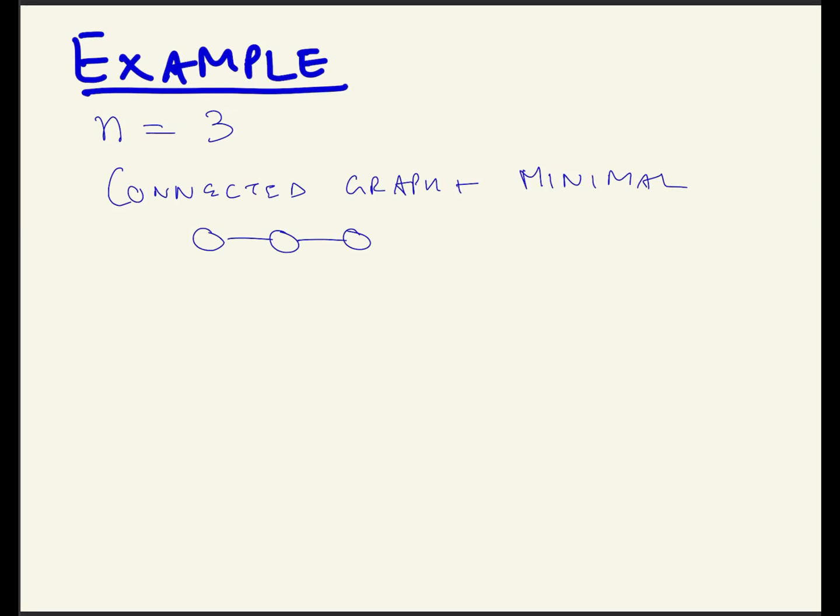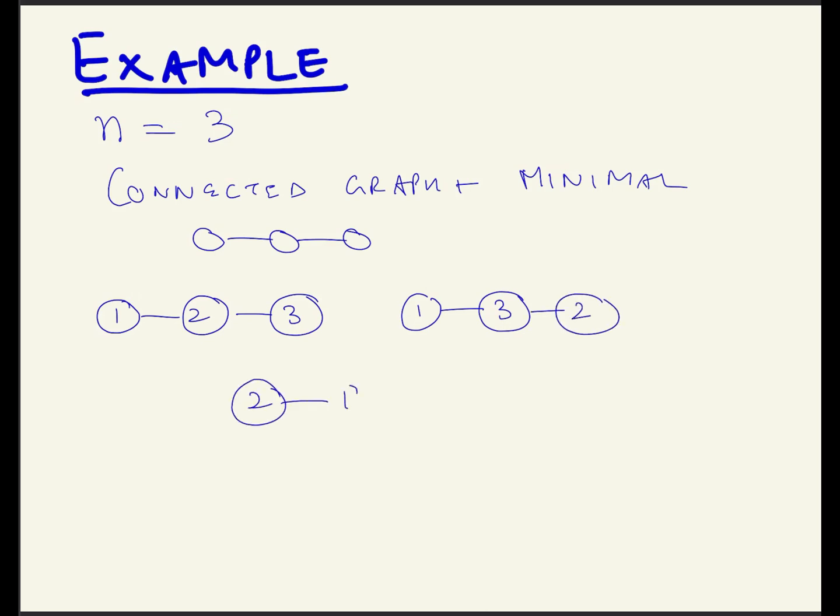Now, if you were to number the vertices in this graph, then you will end up having 3 different variants of this graph. Let's write those down. It's 1, 2, 3, and then it's 1, 3, 2, and the third one is 2, 1, 3. And so this number 3 is the result which is given by Cayley's formula. So Cayley's formula counts the number of trees assuming that the vertices are numbered.